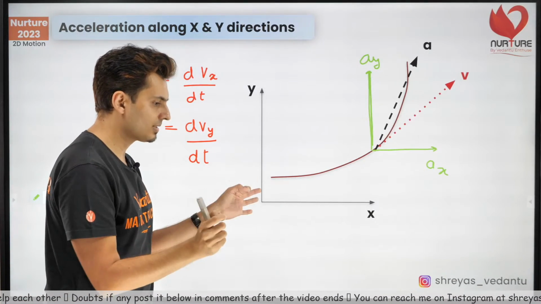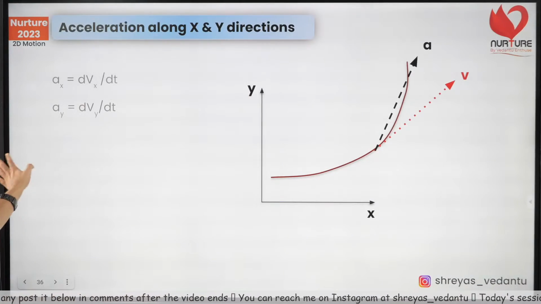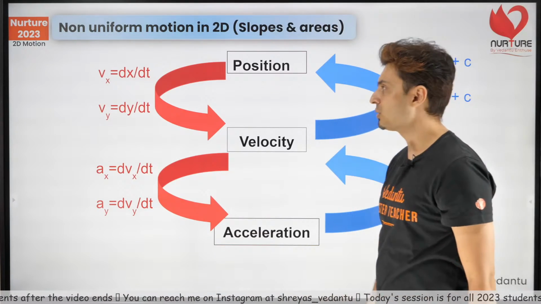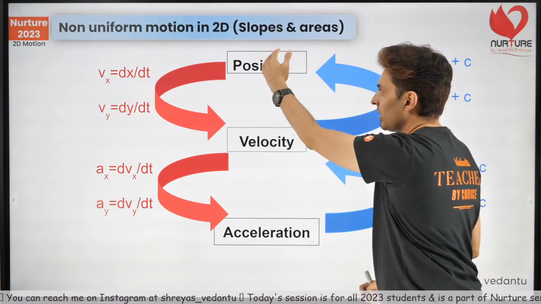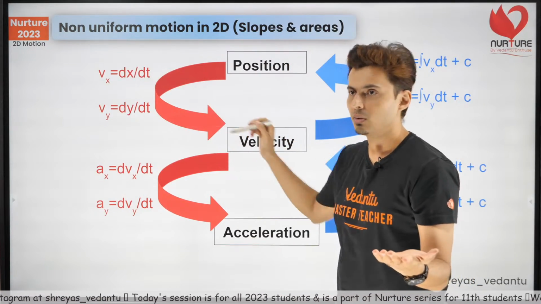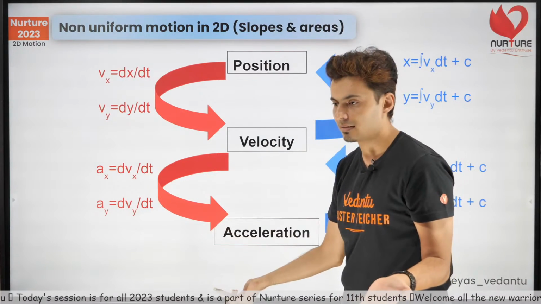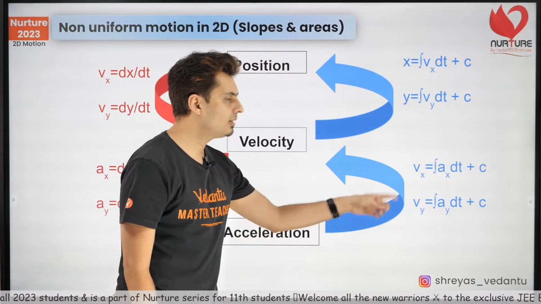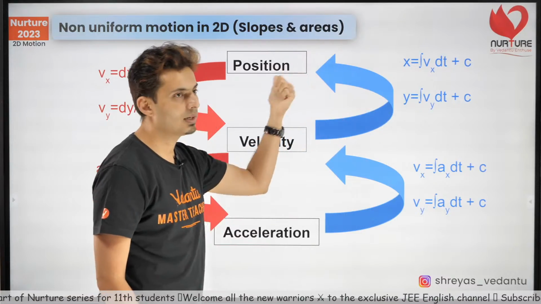So rate of change of x velocity is x acceleration, rate of change of y velocity is y acceleration, as simple as that. Now you'll get a feel of this only when we solve problems. So let's get to solving problems, but before that, our standard table: x, v, a. From x to v, differentiate to get velocity. From velocity to acceleration, differentiate to get acceleration. Similarly, from acceleration to velocity, integrate to get velocity. From velocity to position, again integrate to get position.